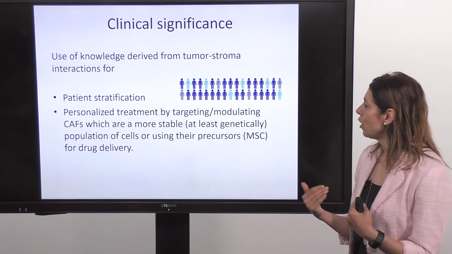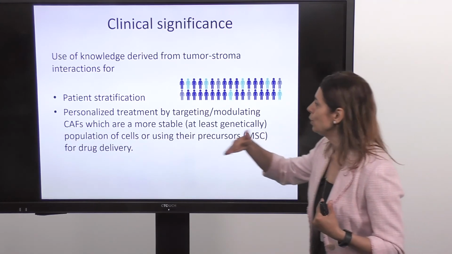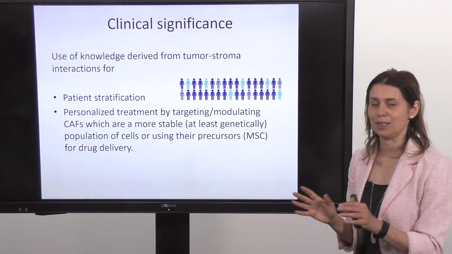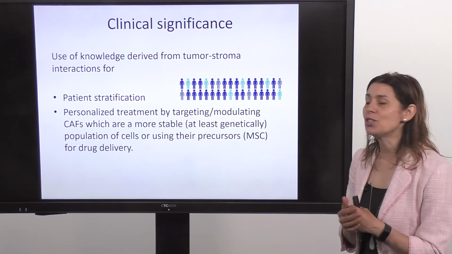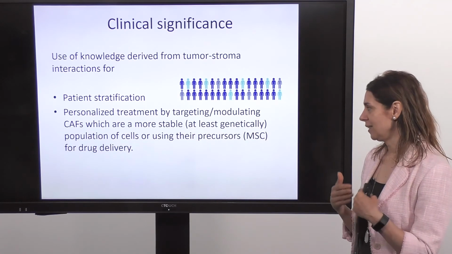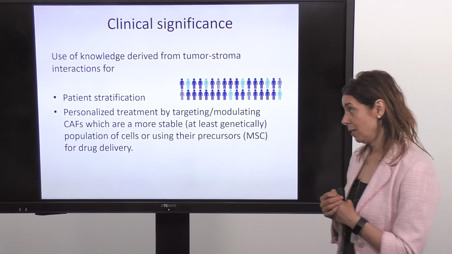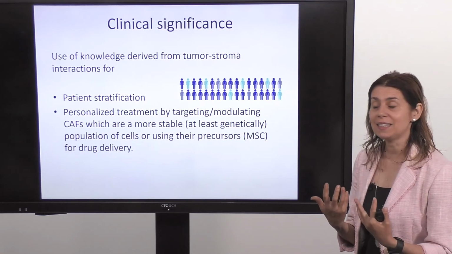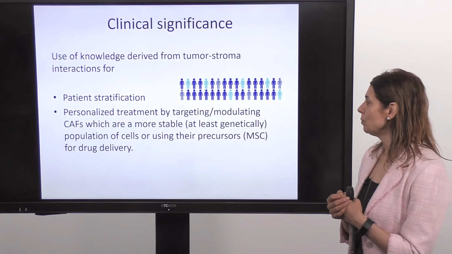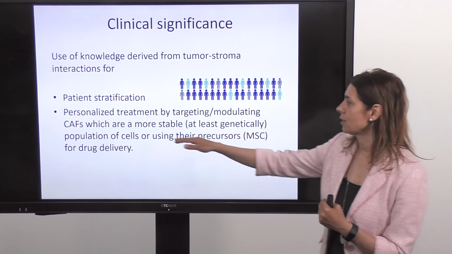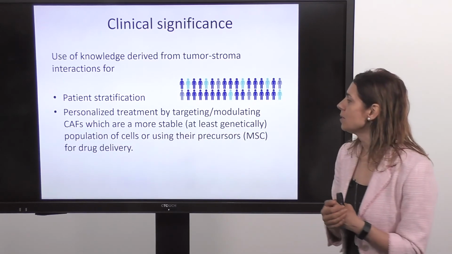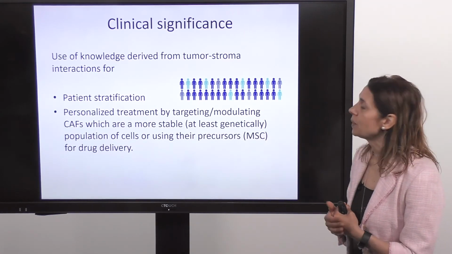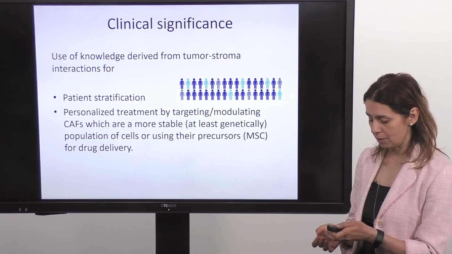And we are moving now from the first thought that if we would just eradicate the cancer-associated fibroblasts in a tumor, then we will treat the tumors. That seems not to be the case. Most likely, we can modulate the cancer-associated fibroblasts and the molecules they synthesize, and also we could use maybe precursors of cancer-associated fibroblasts, the mesenchymal stem cells, for drug delivery into the tumor. So there are many different aspects in which tumor-stroma interactions are important.